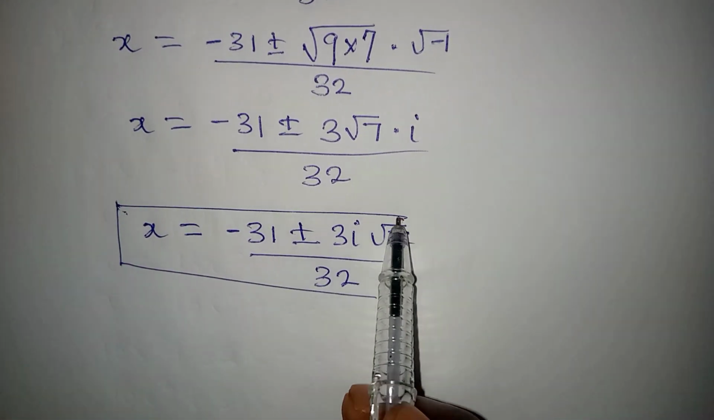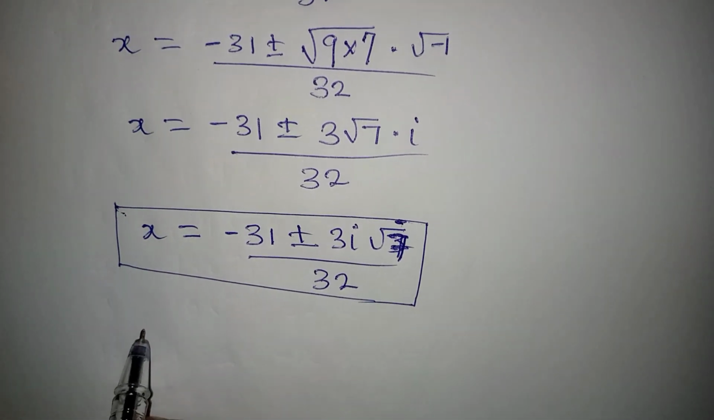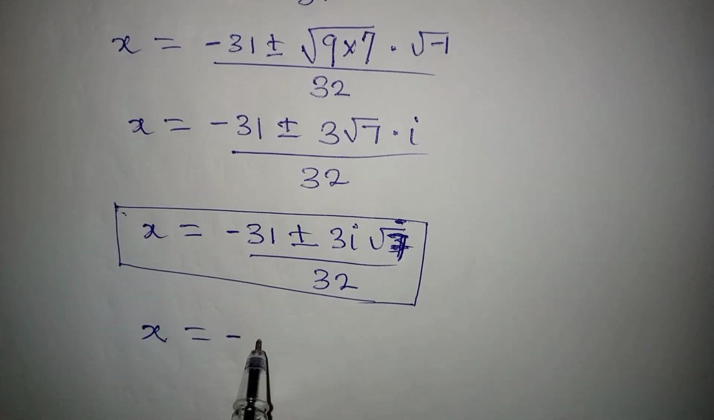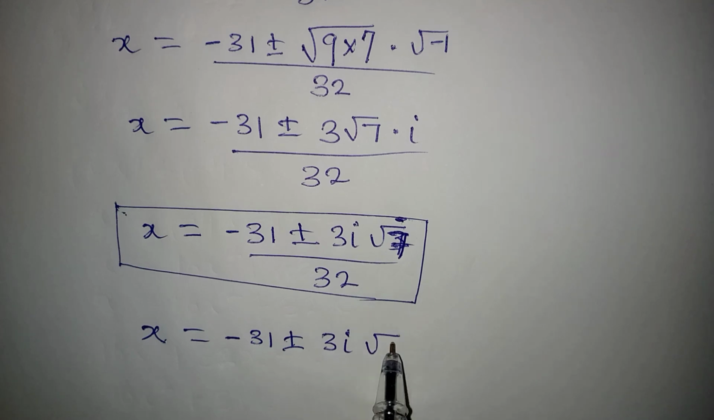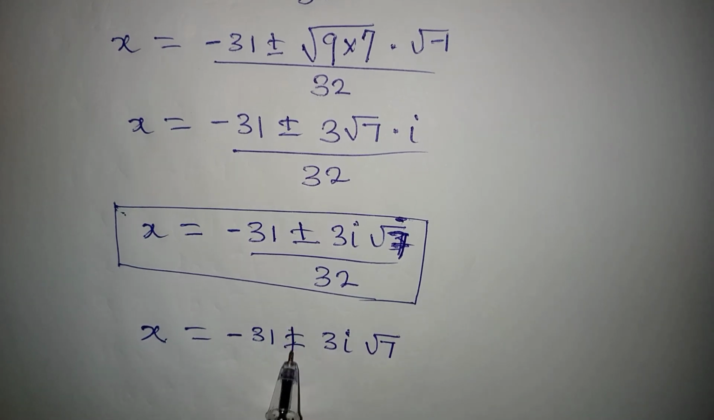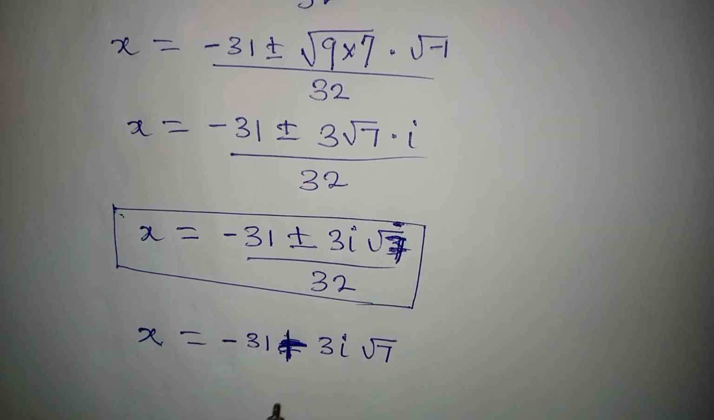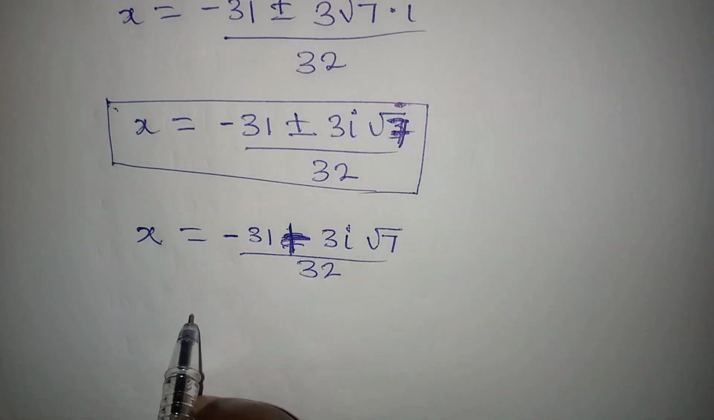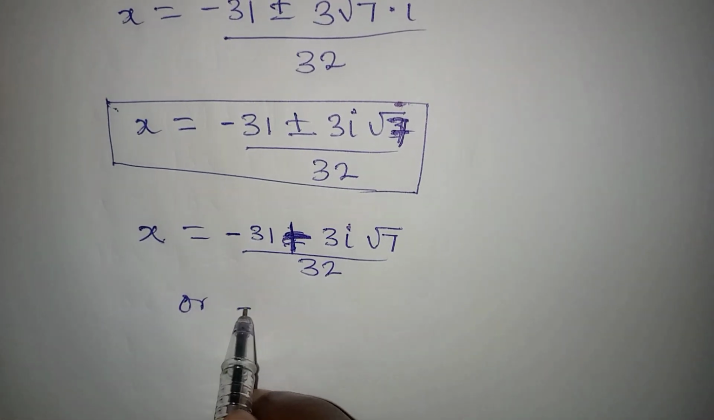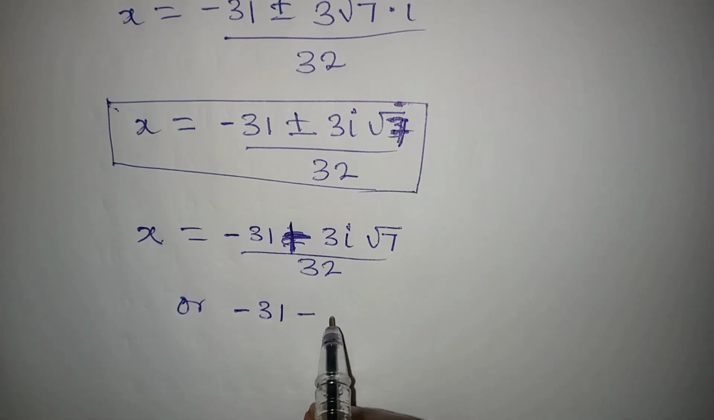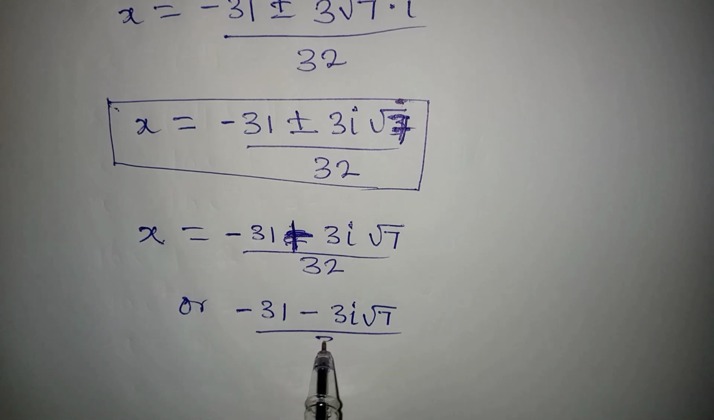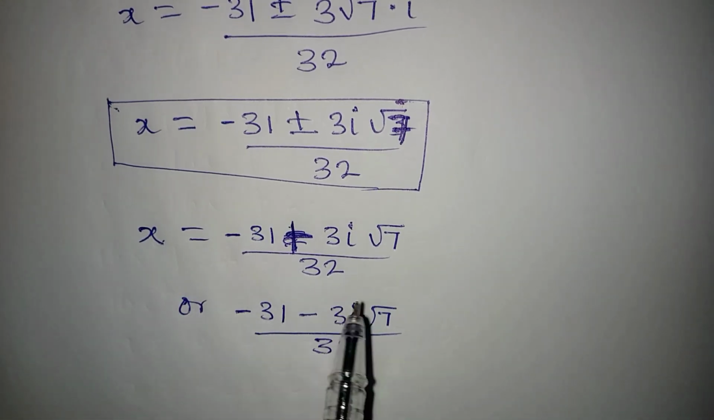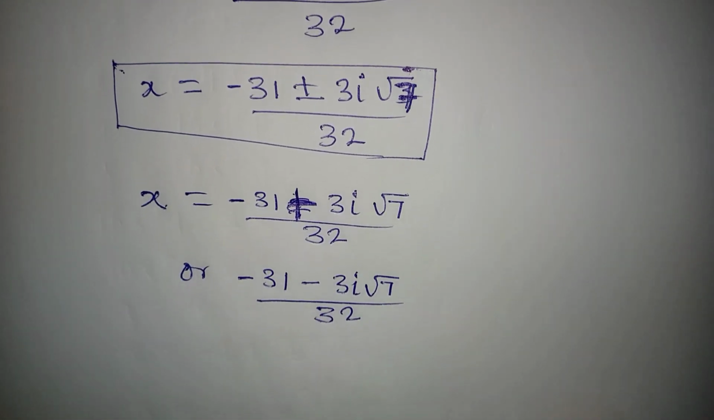And you can decide to write it in two parts, meaning that x is equal to minus 31 plus or minus 3i square root of 7. Okay, I want to use plus first. Okay, this is over 32. Or it is minus 31 minus 3i square root of 7 over 32. So these are the two solutions to the problem.